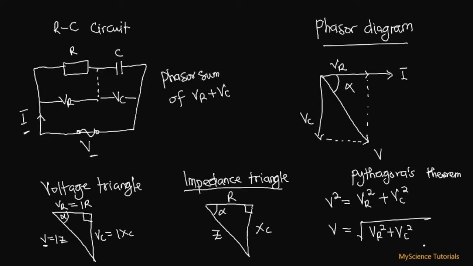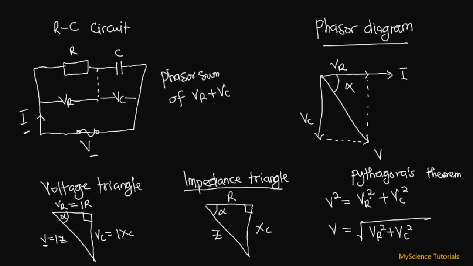So this is what we are calling the phasor sum of VR and VC, because we can see we are adding VR and VC. The phasor sum of VR and VC is what we are calling the applied voltage, and this is how we do the phasor sum. So this is how we find the applied voltage in this given scenario.